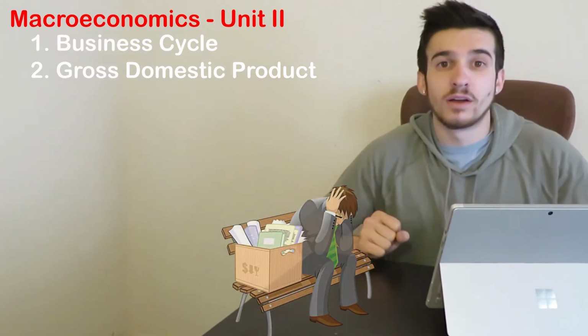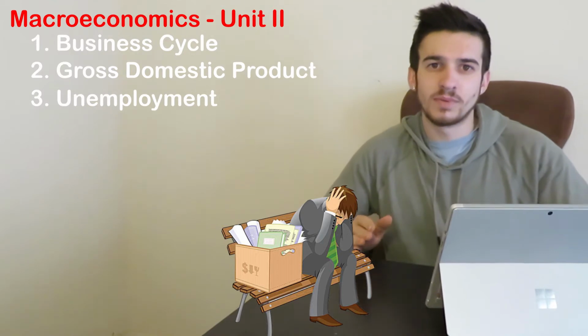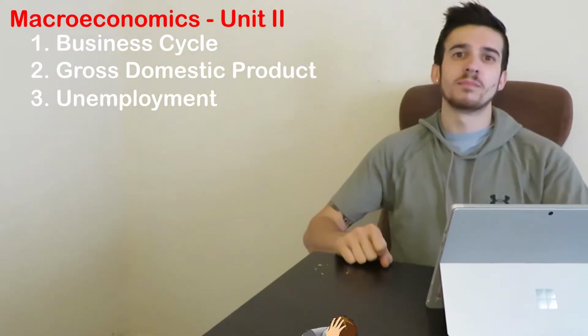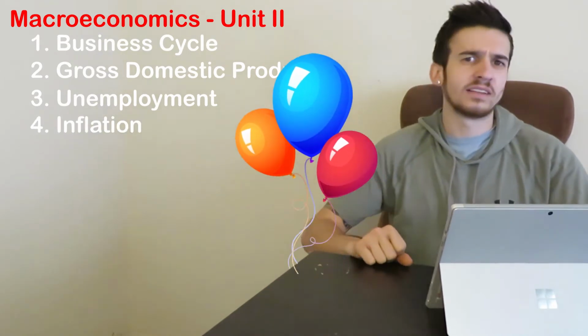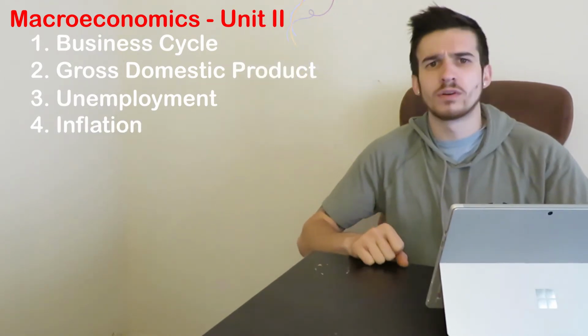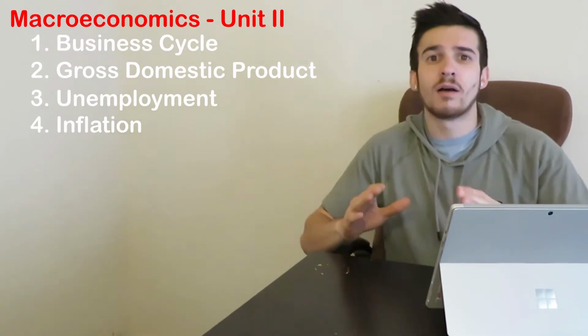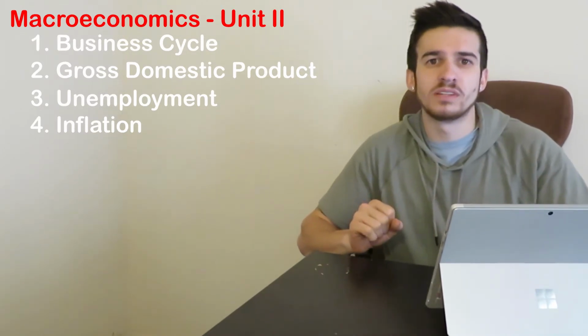We will then take a look at unemployment, the different types of unemployment, and how to calculate the unemployment rate. From there, we will take a look at inflation and CPI. So what exactly is the consumer price index, and what are some of the causes of inflation, and how exactly does the purchasing power of the dollar decrease?